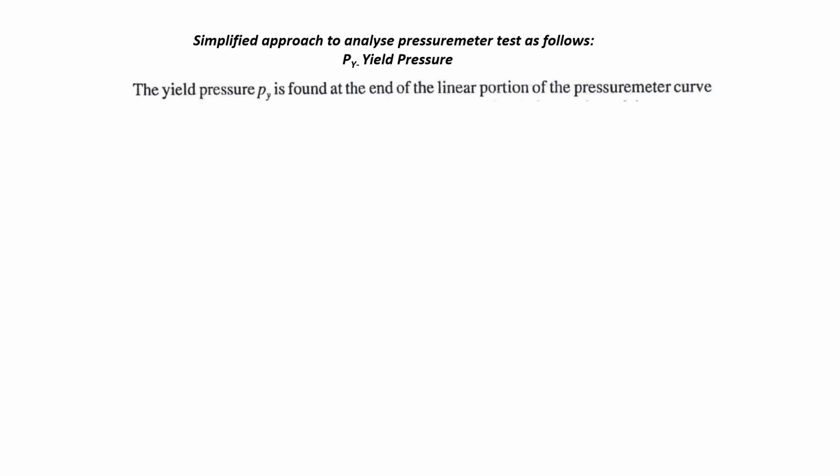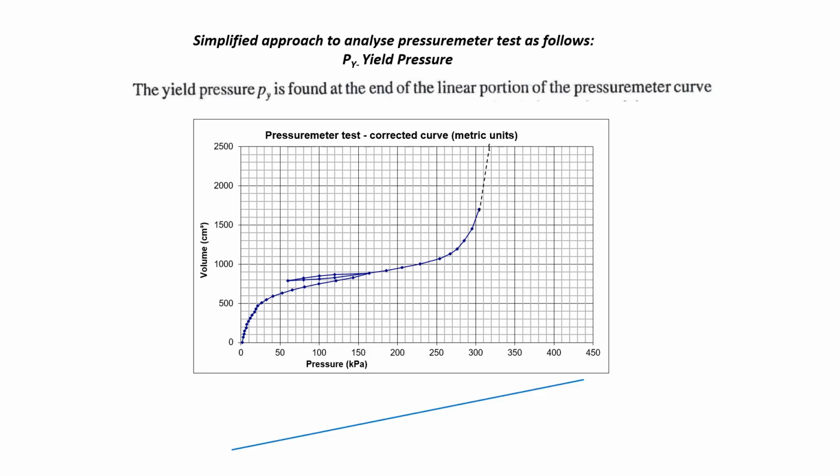Yield pressure. It's a very important point. What is yield pressure? It shows you the end of the linear portion of the pressuremeter curve. How to do it? Again, you make a tangent line. You take the last point of the linear portion of the pressuremeter curve and make a projection on your axis of pressure. That's your yield pressure.